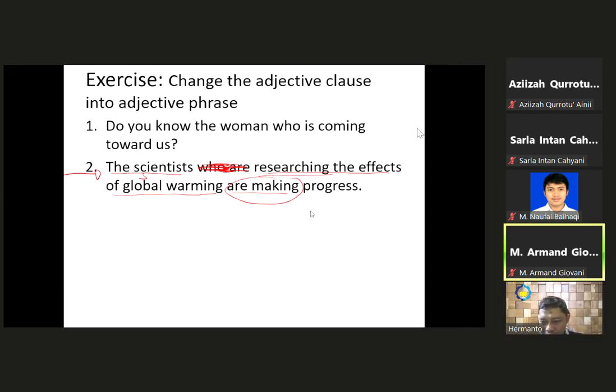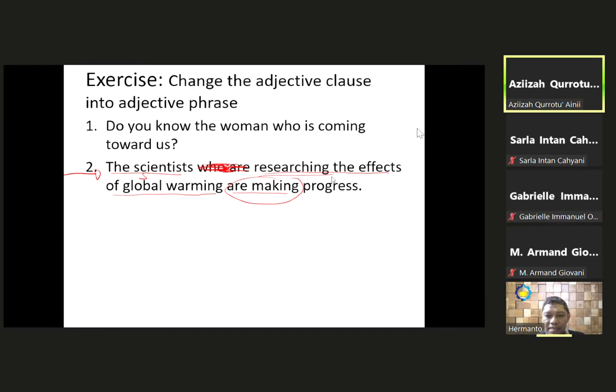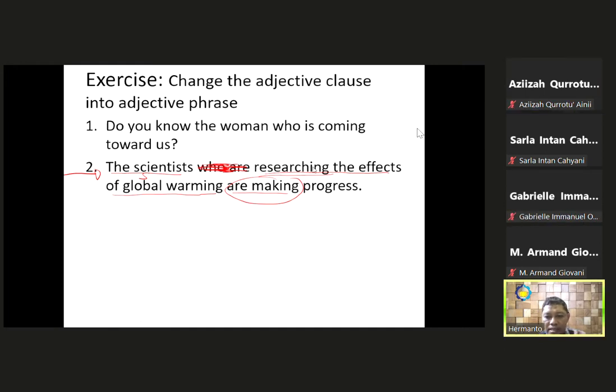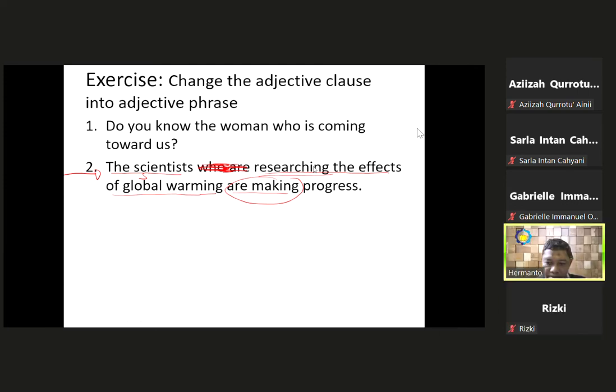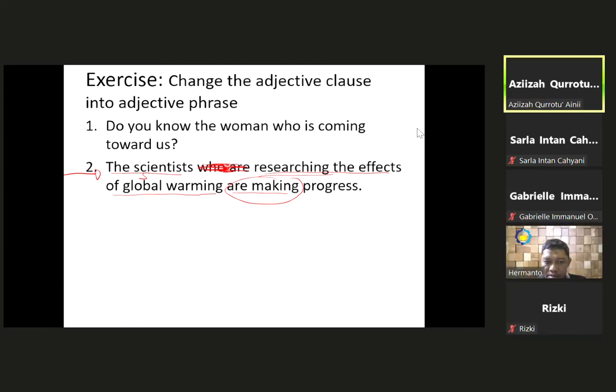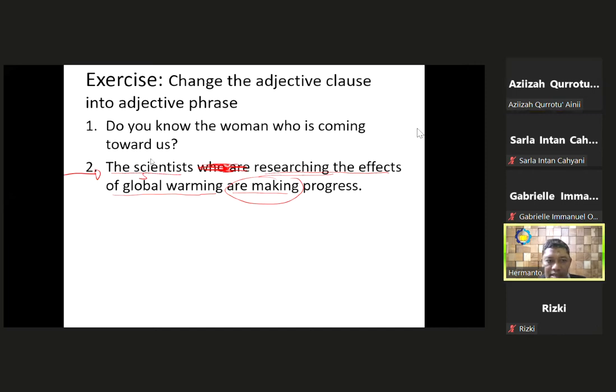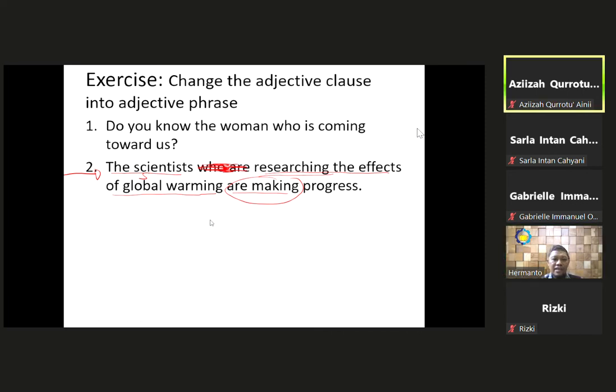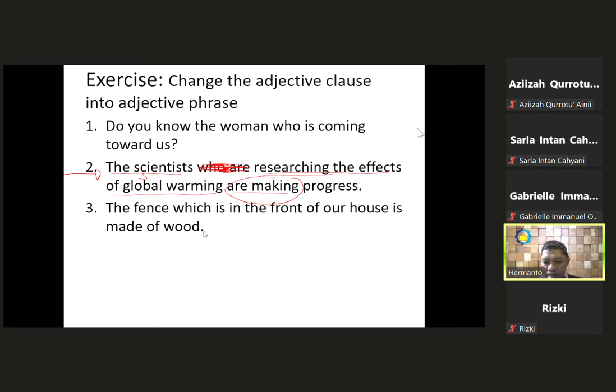What do you call it, everybody? Researching the effect of global warming? Adjective phrase. What is the function of this adjective phrase? To modify the scientist. Okay, very good, everyone. Now you know it. Next, number 3. Anybody, please.